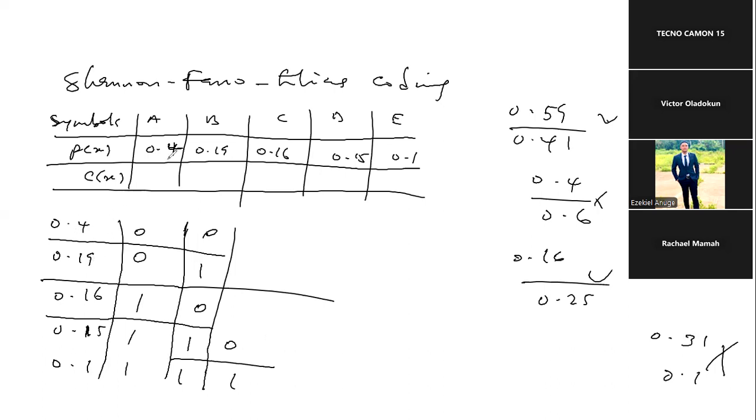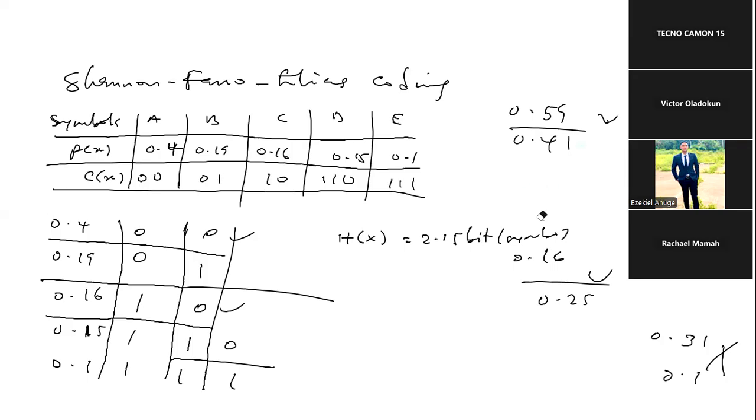Then it means that 0.4 has the code word 00. 0.19 has 01. 0.16 has 10. Then 0.15 is 110, and 0.1 is 111. So we've been able to generate the code word for the symbols given the probability distribution. So the next thing to do, we already know our entropy is 2.15 bits per symbol, as estimated earlier. But we know that the expected length is going to vary this time. So let us compute the expected length for this case.